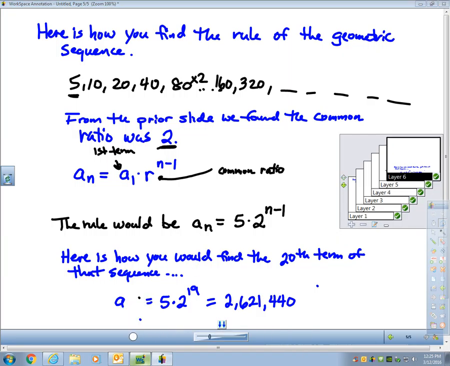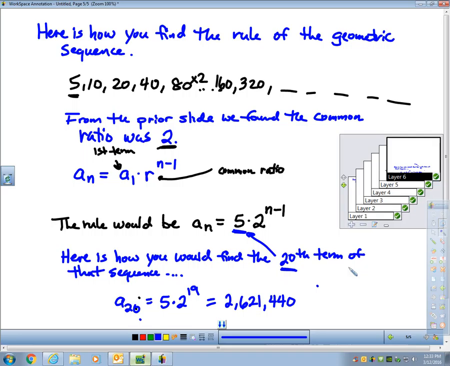Let me change that. The 20th term of the sequence would be taking the first term, which is 5, times the common ratio. Now, the reason we have a 19 here, there's 20 terms in the sequence. We already wrote the first term down. Do you see that? There's 19 more to go. Is that making sense? Okay, so there's 20 terms in the sequence. I wrote the first one down here. I got 19 more terms to cover. So that's why it's n minus 1. The first term's already taken care of. I have 19 more. If you put that in your calculator, that's a huge number. It's 2,621,440.